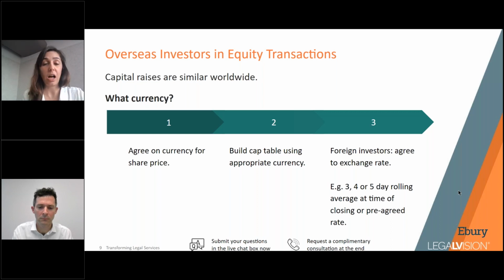However, I have assisted clients in building cap tables in both Australian dollars and the foreign currency. And so essentially, you have two cap tables with two parallel sets of data based on an exchange rate. So that's certainly something that we can help you with if you need.